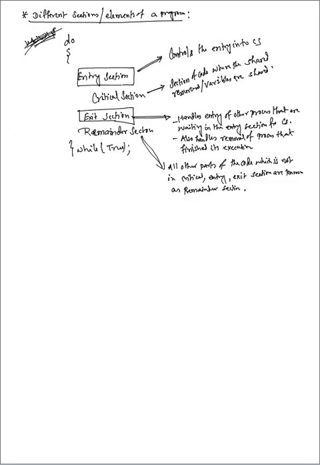Clear? So we have different sections of a program: entry section, critical section, exit section, remainder section. The critical section is a section of code where the shared resources or variables are shared. Now the next is, what is the critical section problem, which is basically our main focus in process synchronization.